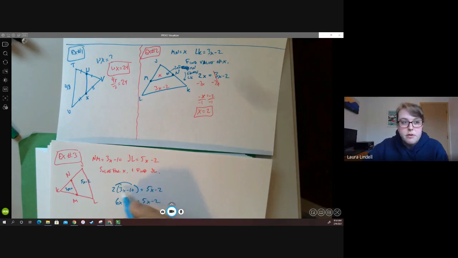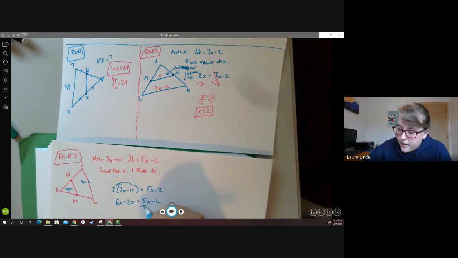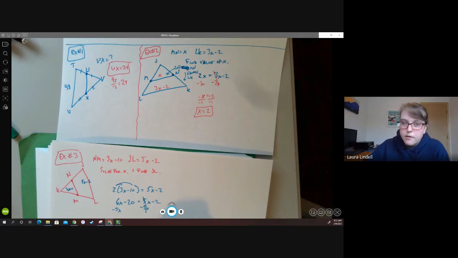Always make sure you distribute to both. I see a lot of the most common mistake with this kind of problem is when people distribute to the first one, but not to the second term there. So make sure we get them both. Then I would probably subtract 5x from both sides. We get 6x minus 5x is x. And then we would add 20 to both sides.